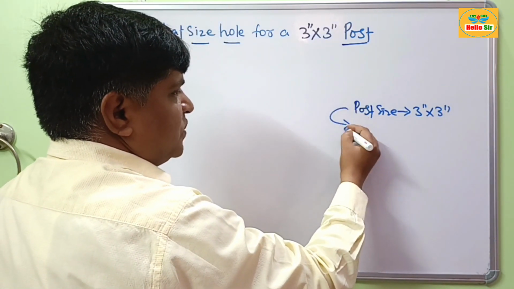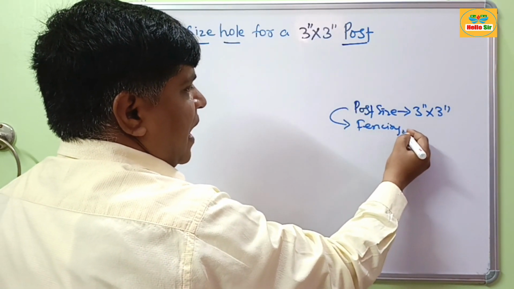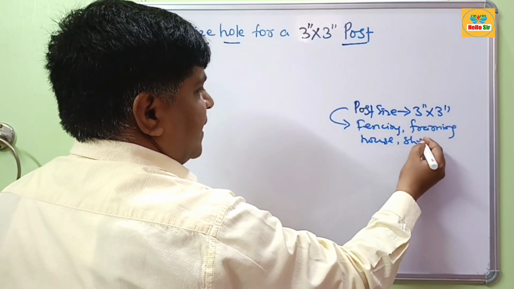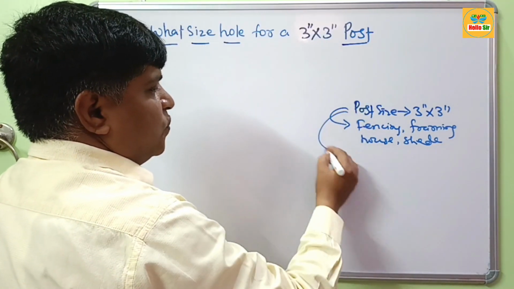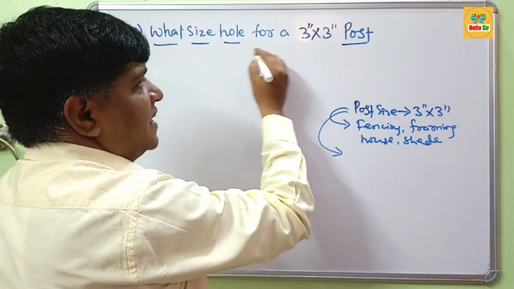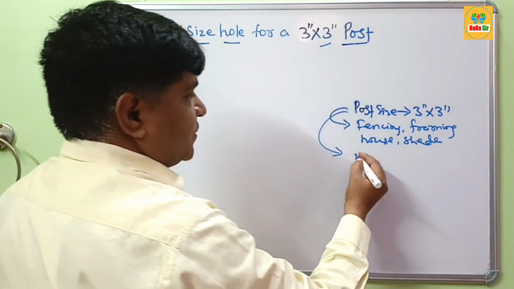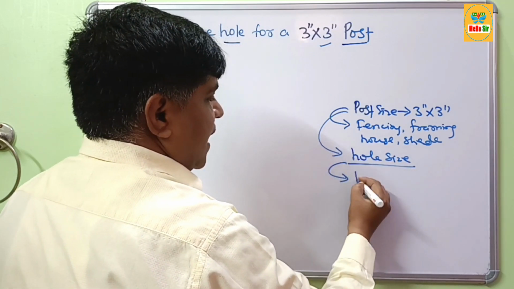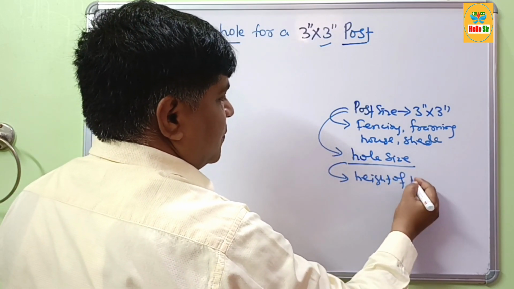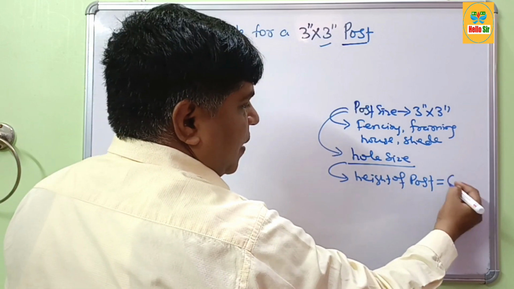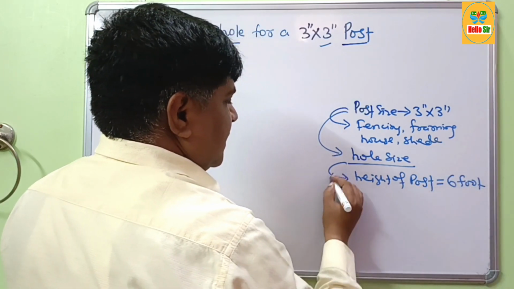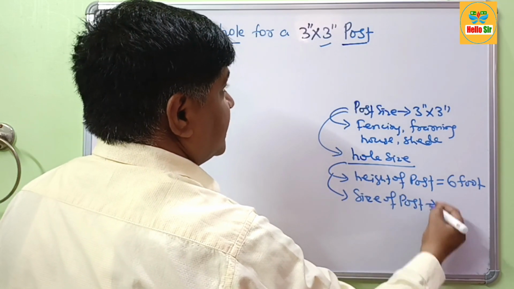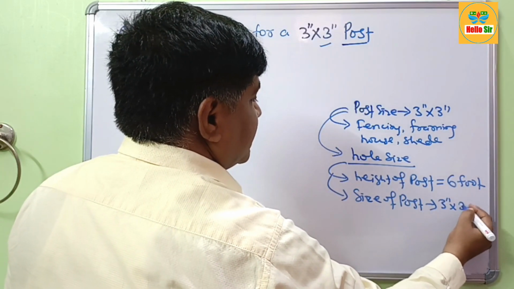As you know, the post is used for fencing, framing of your house, your shed, and other construction structures. And your question is, what is the hole size for setting this fence post? Your hole size depends on the height of your post. Generally, the height of a post is about 6 foot, and the size of the post here is 3 inches by 3 inches.